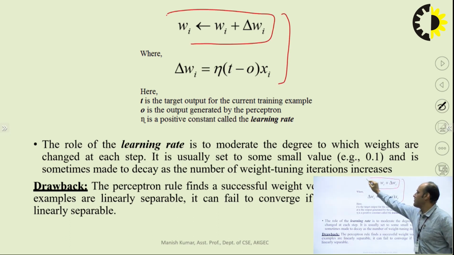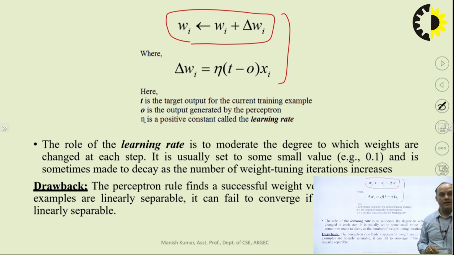The weight is modified. We will modify the weight. So how will we modify the weight? Using this eta. Eta is called the learning rate. So we will use several rules to find out this learning rate. So there is one drawback that I have written here.